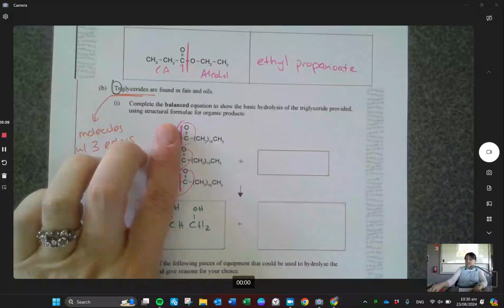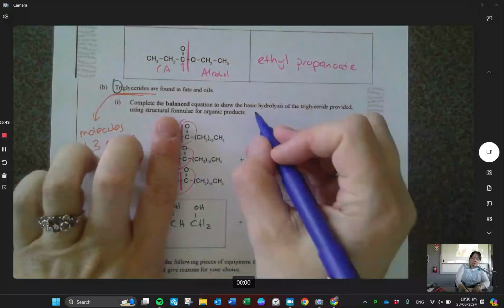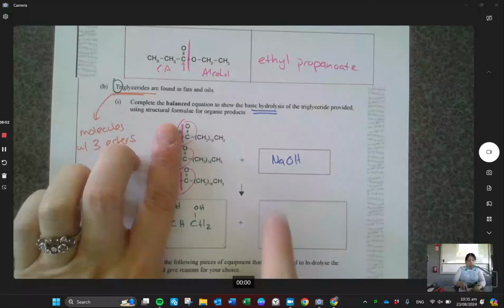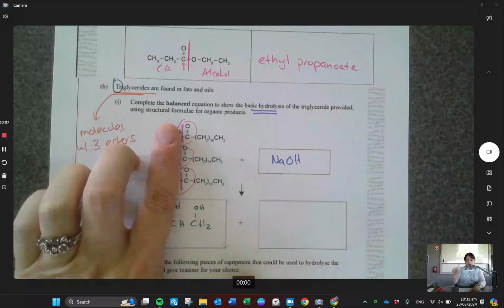Now this is in base hydrolysis, so now we're starting to look at how we break apart these organic molecules. So hydrolysis is using water to break apart the molecule, and this is in basic conditions. It's important that we note that it's in basic conditions because what that tells me is that the carboxylic acid is going to be neutralized. So for example, a base that we could use is sodium hydroxide. And when I use that sodium hydroxide, the sodium component is going to attach to my carboxylic acid to neutralize it.